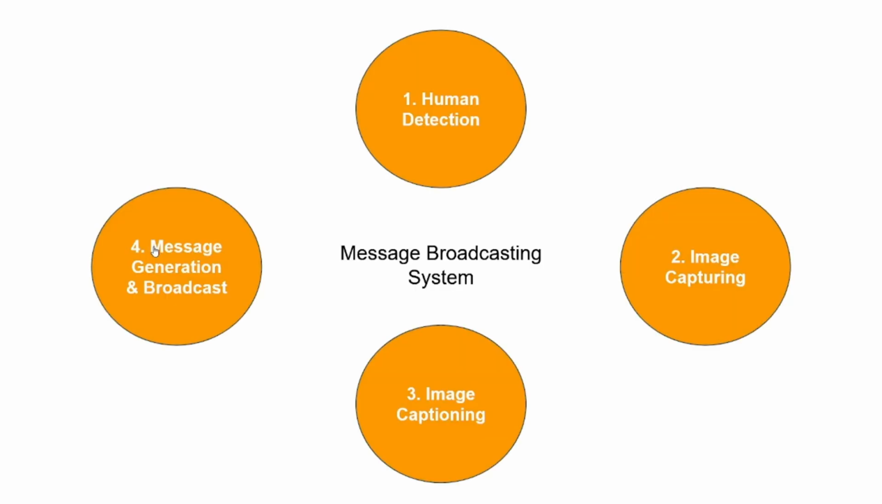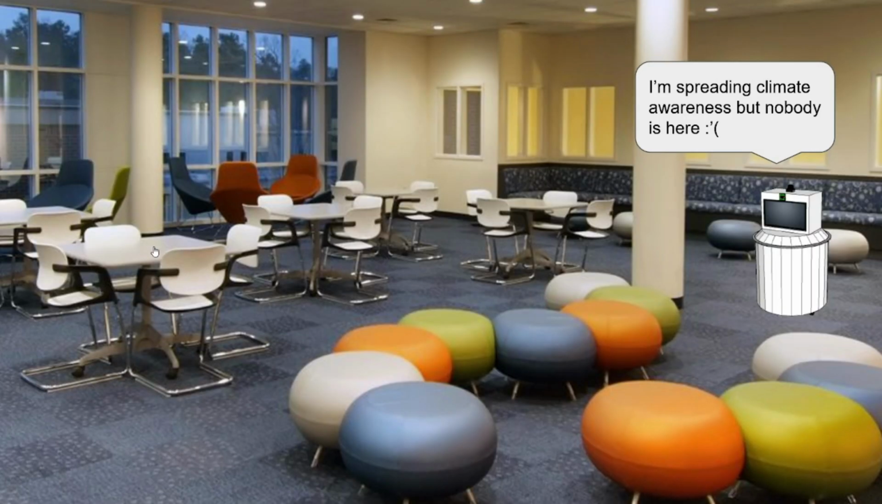The message broadcast system consists of four subcomponents: human detection, image capture, image captioning, message generation, and message broadcast. The purpose of detecting human presence is to avoid continual message broadcasts, even when no one is listening. Take a look at this example. Just imagine how sad it would be for the robot to talk when no one's around.